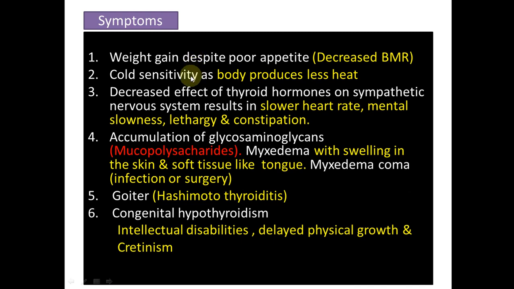Because of slow basal metabolic rate, the hypothyroid patient is very sensitive to cold. Since there is decreased heat production by the body, the person cannot tolerate cold. While in case of hyperthyroidism, the problem was intolerance to heat. But here in hypothyroidism, the problem is intolerance to cold.